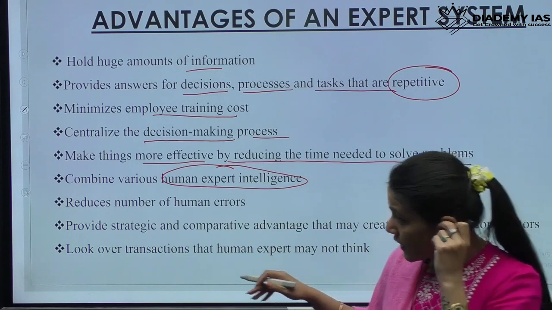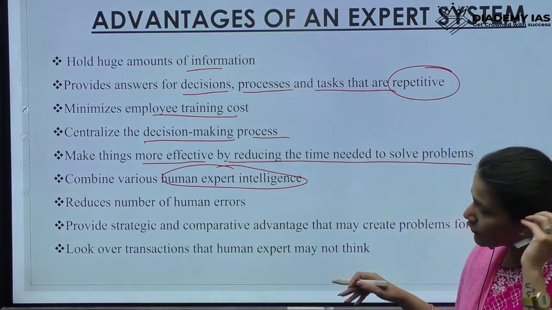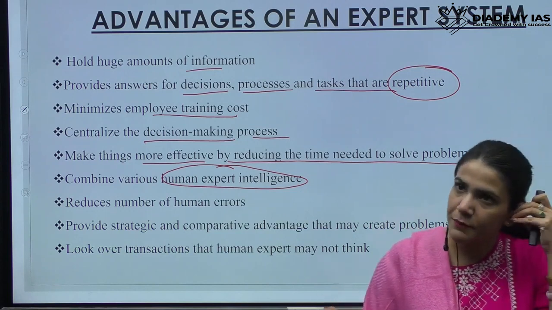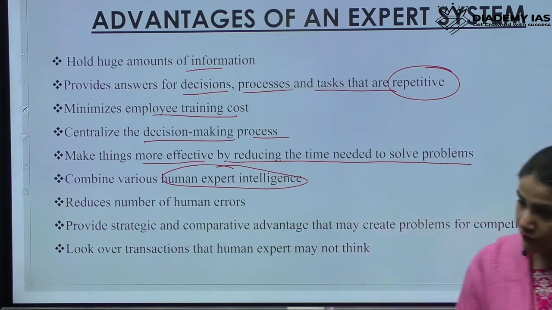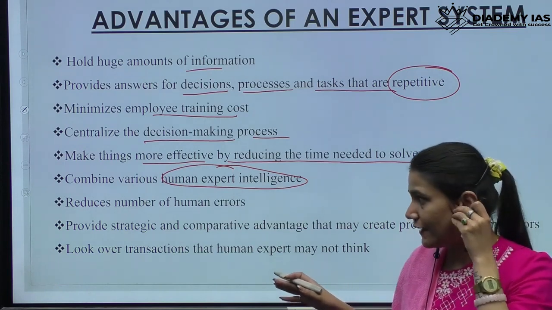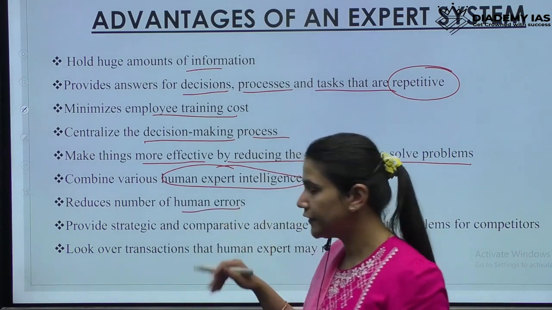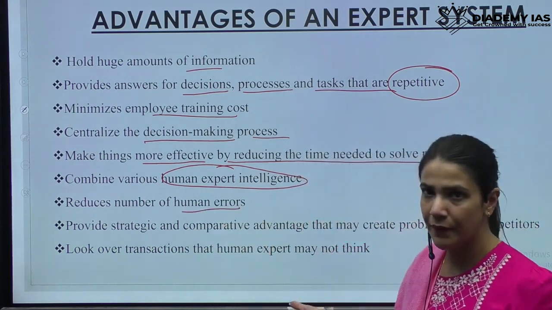It reduces the number of human errors. If you can see it here also, it reduces the number of human errors. So it's a machine, of course. So the chances of errors are very minimal. There are no emotions also. We have already seen that. So there is no chance of any kind of human error in terms of concentration or any memory default.